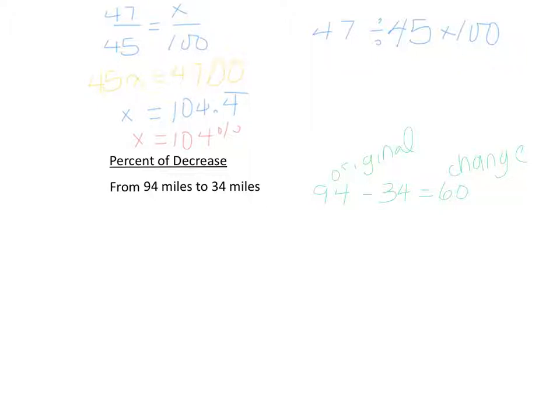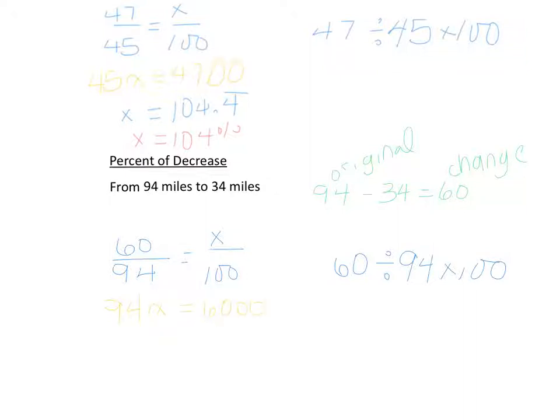Now we set up our proportion. Our changed amount of 60, because there was a 60-mile difference between the two, over the original amount of 94, equals the percent over 100. Again, if you prefer the equation, 60 divided by 94 times 100 will work. If we were just doing the equation, we could go ahead and type it in the calculator, no problem. But if we're doing the proportion, we cross multiply and get 94x equals 6,000.